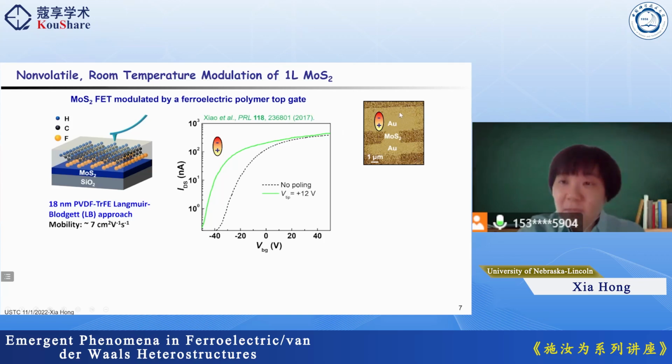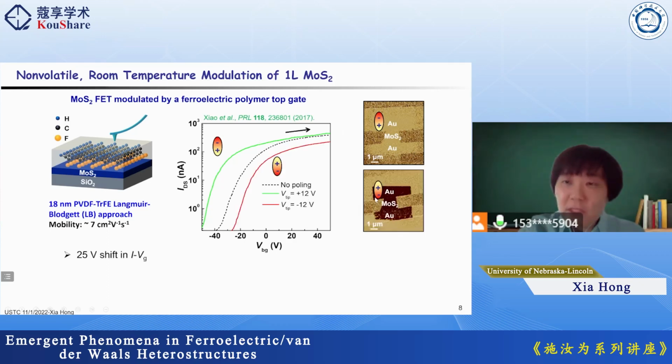Here shows a PFM image. You see I have a uniformly polarized down state. It increases the channel current. If I switch the polarization to the uniformly polarized up state, it suppresses the channel conductivity. So this process is non-volatile and fully reversible. We can switch it back and forth by tuning the domain structure.